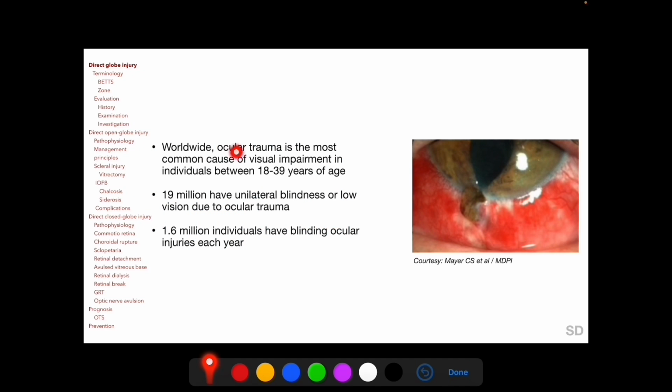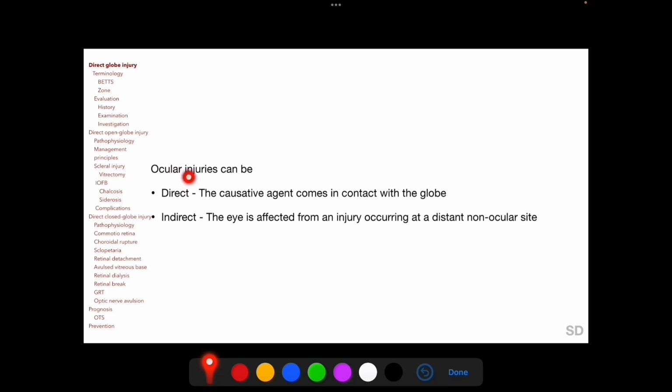Worldwide, ocular trauma is the most common cause of visual impairment in the age group 18 to 39 years, and ocular injuries can be broadly classified into direct ocular trauma, in which the causative agent comes in contact with the globe, and indirect ocular trauma, in which the eye is affected from an injury occurring at a distant non-ocular site. As we have mentioned, we'll be discussing direct ocular trauma in this session and indirect ocular trauma in the next.